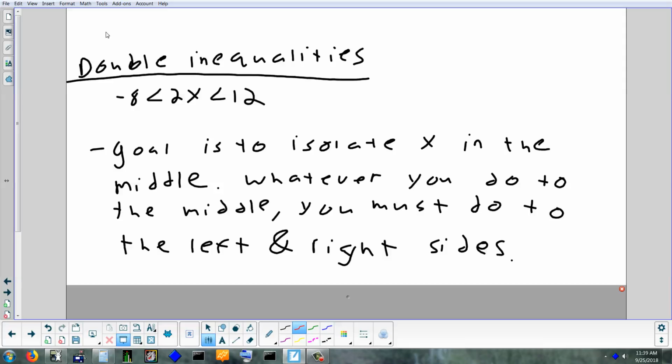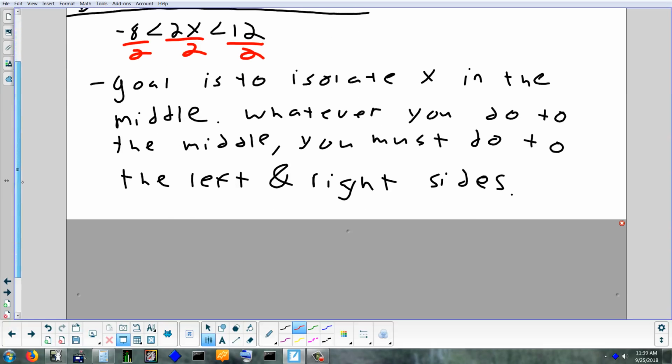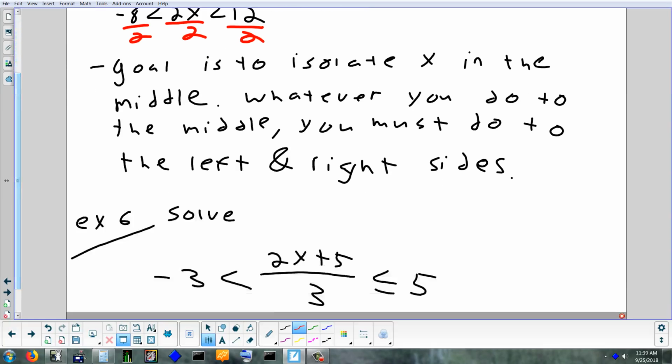So this particular problem, if I was going to have you solve it, that's how you do it. So -4 is less than x, which is less than 6. Same rule applies. If you divide by a negative, you have to flip the inequalities, this time both. But other than that, it's pretty much the same thing, solving a regular inequality. So let's try this one. We have -3 is less than (2x plus 5) divided by 3, which is less than or equal to 5.